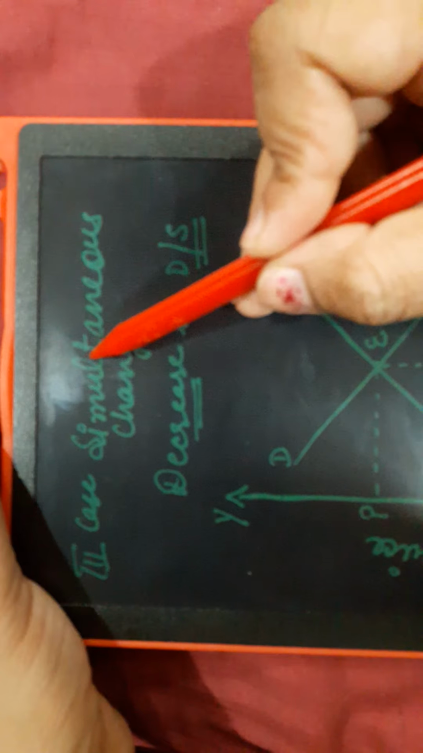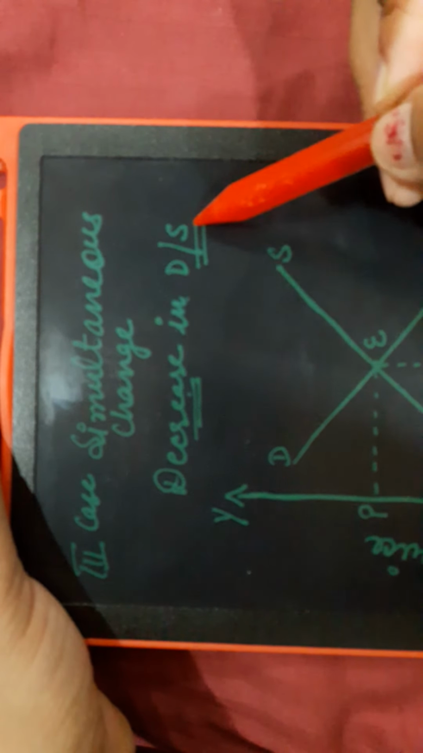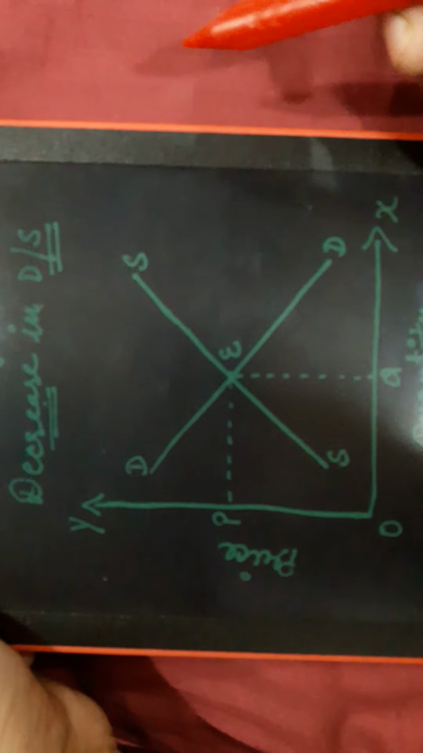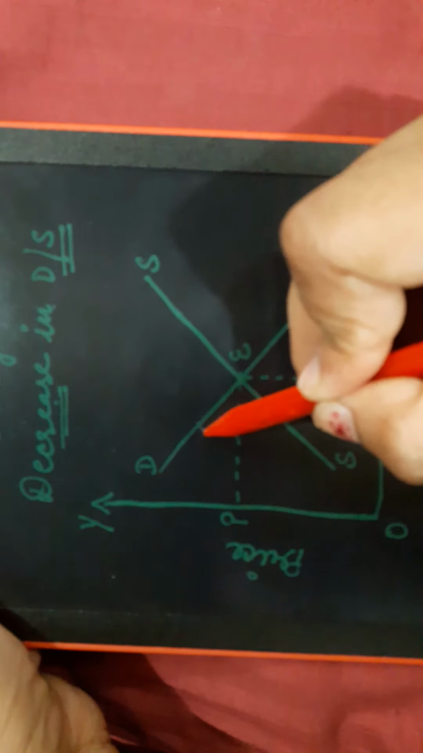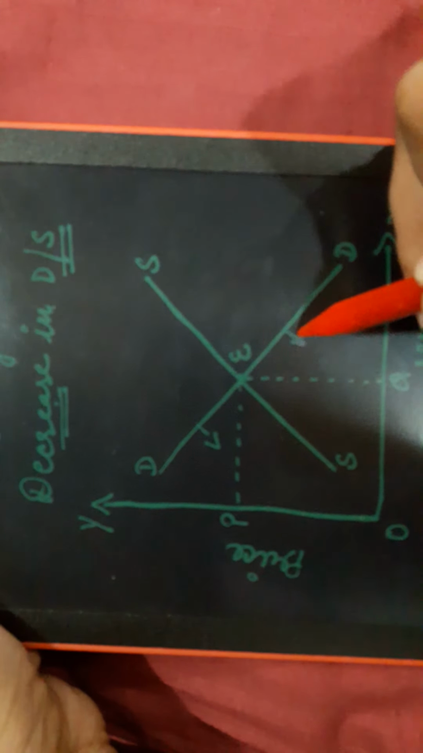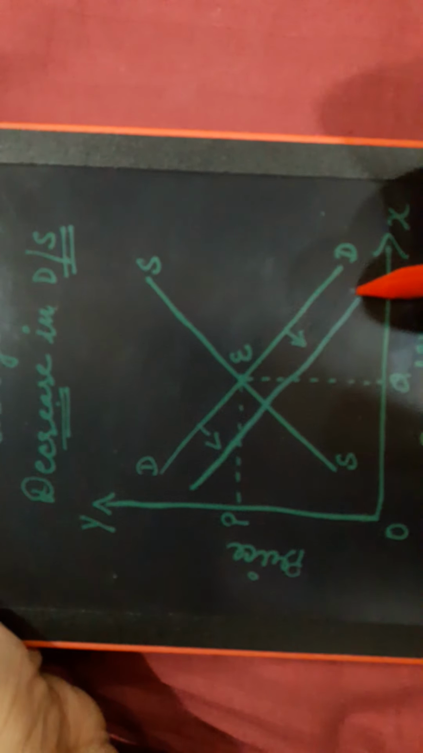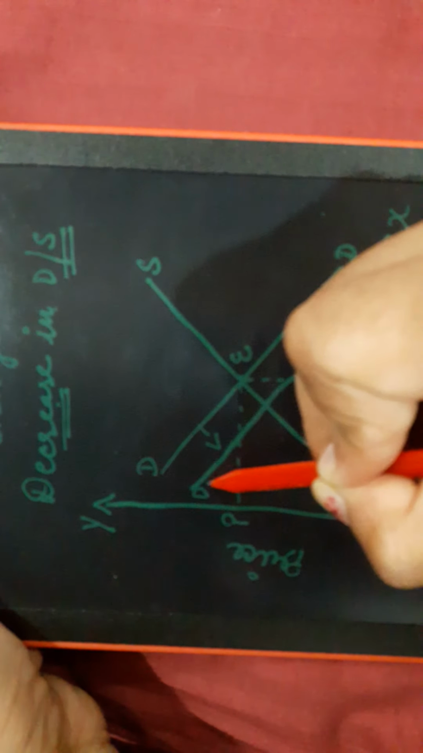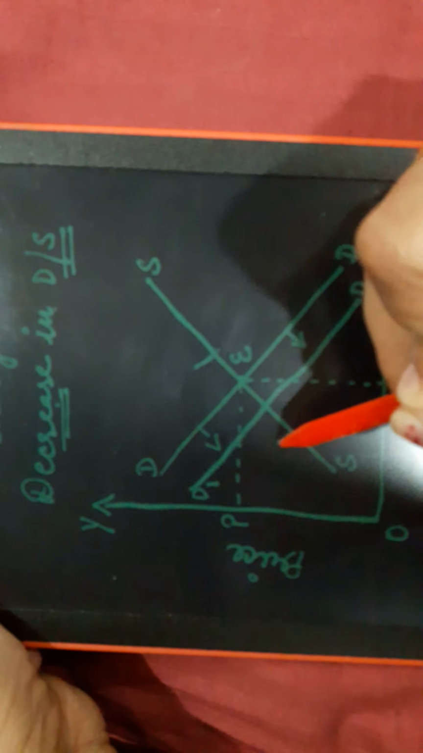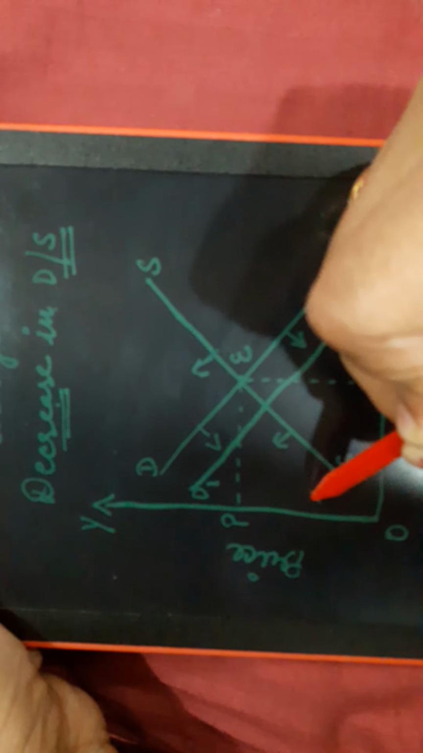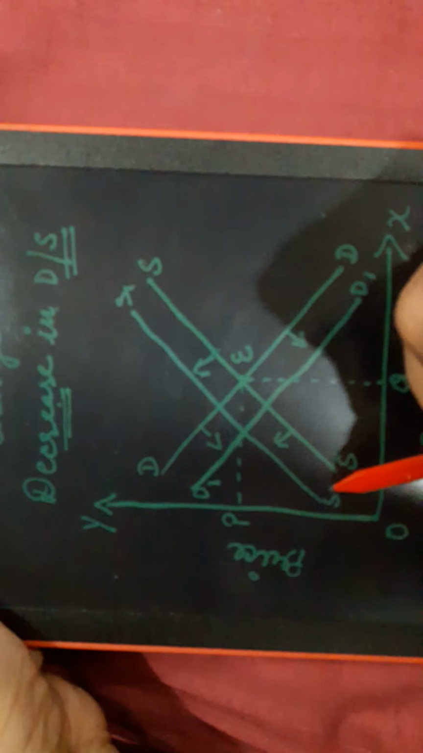Okay, now in simultaneous change we will see the decrease in demand and supply. We have drawn the initial curve, and if there is a decrease in demand, it would be shifted backward, and this would be the new demand curve. And if supply decreases, it would be shifted to this side. So this would be the new supply curve.